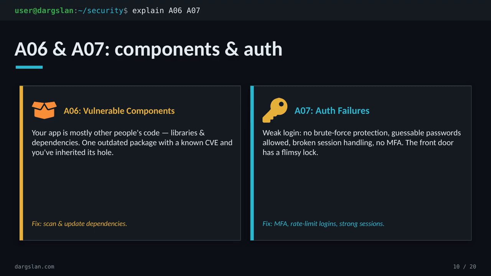One outdated package with a known CVE, and you've inherited the whole thing. Scan regularly and keep things patched. A07, authentication failures, is the flimsy front door. Guessable passwords, no brute force protection. Broken sessions, no MFA. Fix it with multi-factor, rate limiting, and solid session handling.